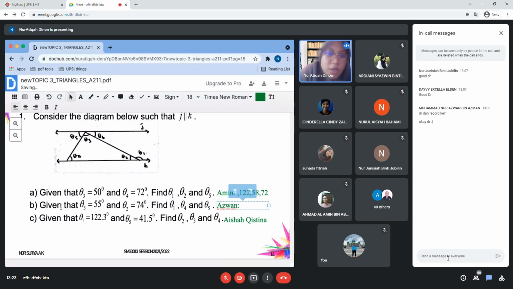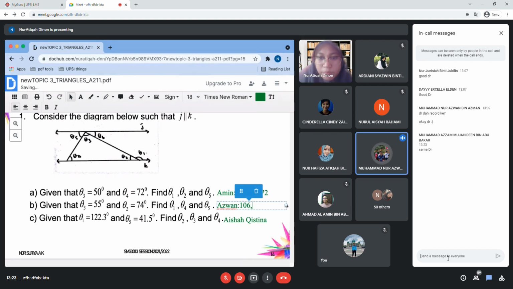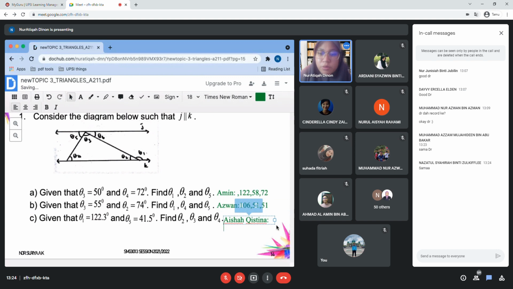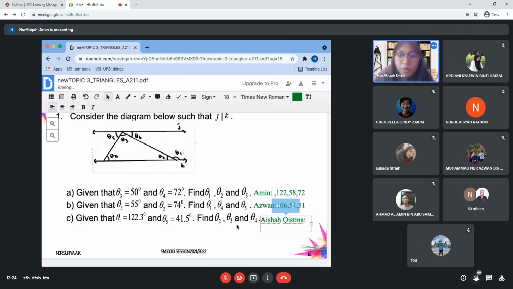Okay. Question B, given theta 3 55, theta 2 74. Azwan, can you please share the answer? Untuk theta 1 saya dapat 106 degree. 106 is it? Ya. And then? Lepas tu theta 4 dengan theta 5 dapat jawapan yang sama, 51 degree. 51. Okay, thank you. Yang lain check kalau salah beritahu. Sebab saya tak check. Saya percaya je awak ni betul. Sebab saya tak nak buka notebook ni.